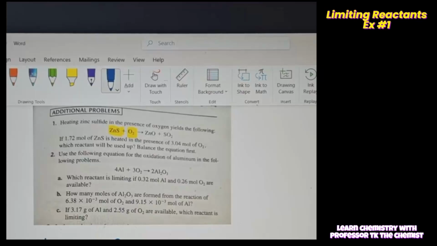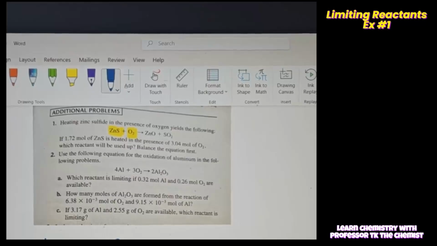Now, sometimes your teachers will give you one that is balanced, like in number two, but you want to inspect it first to make sure that it meets all that criteria. So in this particular example, it is not balanced.